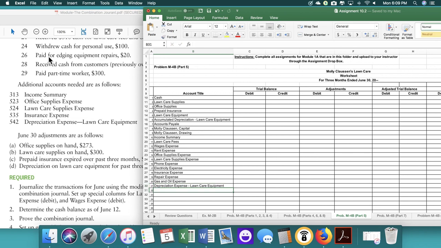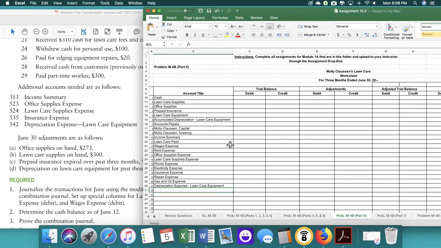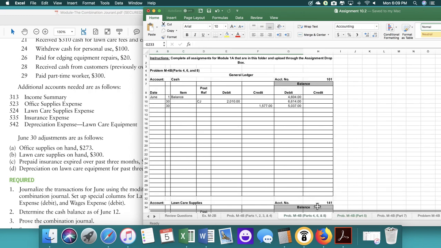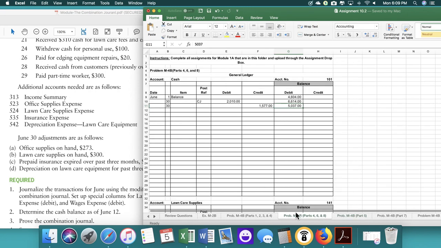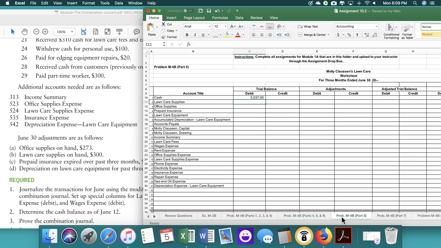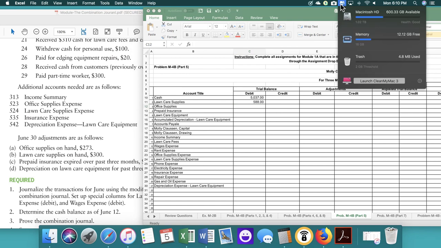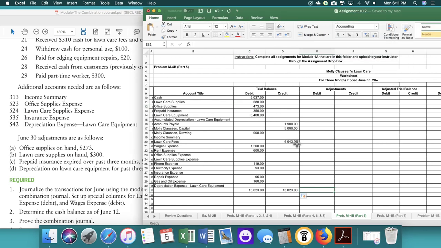And now that we have the accounts listed, what we need to do is take the amounts from the general ledger and transfer them over to the trial balance. So for example, the ending balance for cash is $50.37. Lawn care supplies is $588. So I'm going to pause the recording again and go ahead and finish listing the amounts for the trial balance. Okay, so now I've entered the amounts and I've totaled the columns.